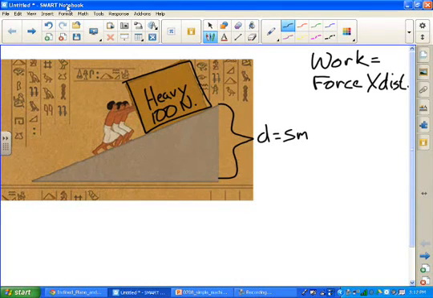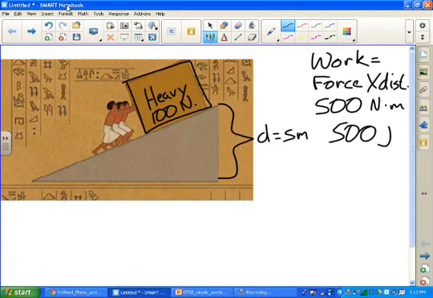It's force times distance, okay? So they needed to take 100 times 5, which is 500, and the unit for work is joules. So it's 500 newton meters, or 500 joules. That's how much work they had to do.